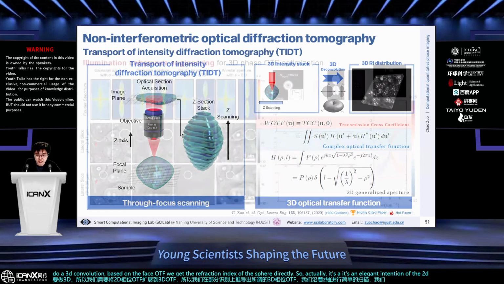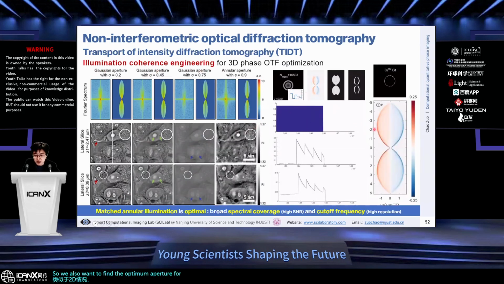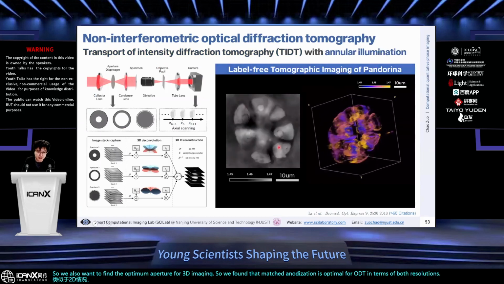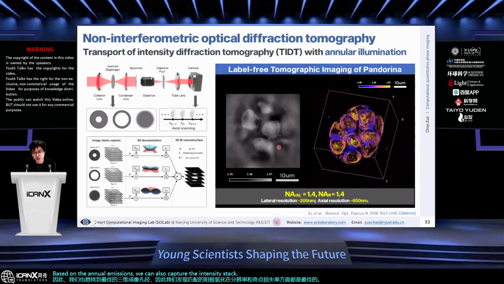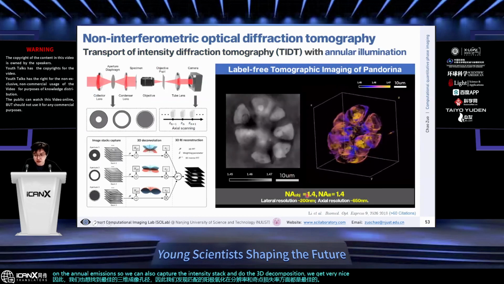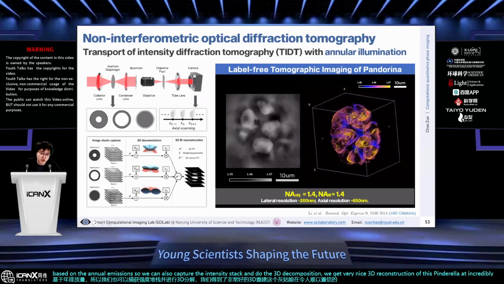Similar to the 2D case, we also want to find the optimal aperture for 3D imaging. We found that matched annular illumination is optimal for ODT in terms of both resolution and signal-to-noise ratio. Based on annular illumination, we capture the intensity stack and do the 3D deconvolution. We get a very nice 3D reconstruction of this paramecium at the diffraction-limit resolution. It's like a confocal image, but it's a label-free image.